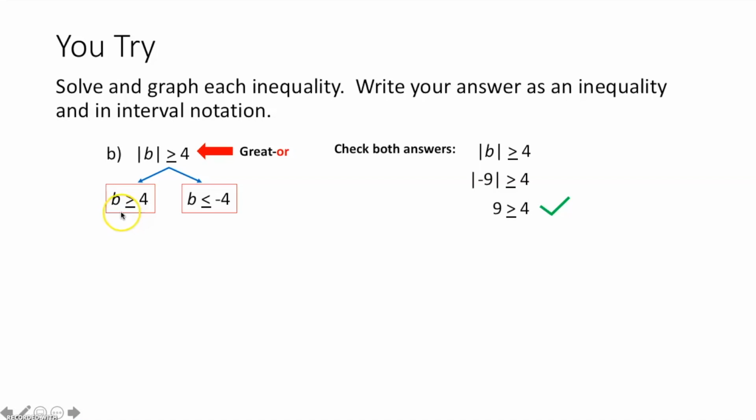Over here, I have b is greater than or equal to 4. So what's a value greater than or equal to 4? How about 9? So I'm going to take 9 and plug it in for b in my original absolute value inequality. What's the absolute value of 9? That's 9. And is 9 greater than or equal to 4? Yes, it is. Therefore, that one checks out.